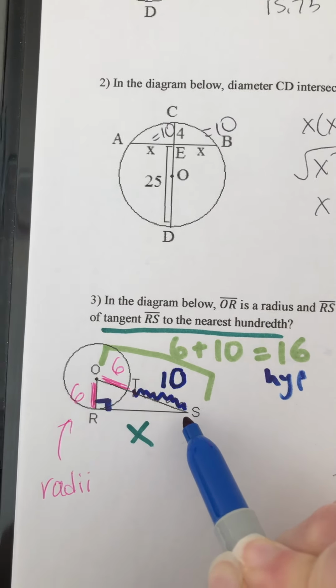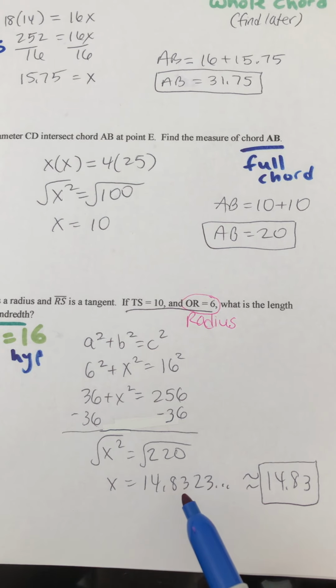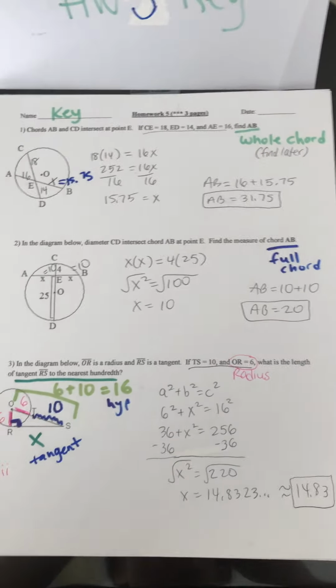Well, now I realize the formula is the Pythagorean theorem. The hypotenuse is the 16. It's the longest side. 6 squared plus x squared is 16 squared. Take a look at the math there and look at how we square root 220 and we're asked to round to the nearest 100th. The 8 is the 10th place. 3 is the 100th place. So that 3 either stays the same or rounds up. Next to it is a 2. Oh yeah, it stays the same. So it's 0.83 in the answer.